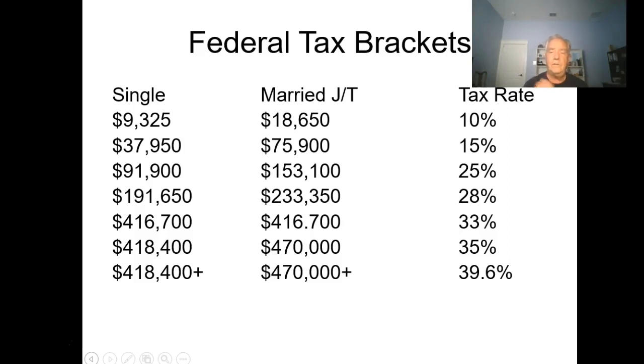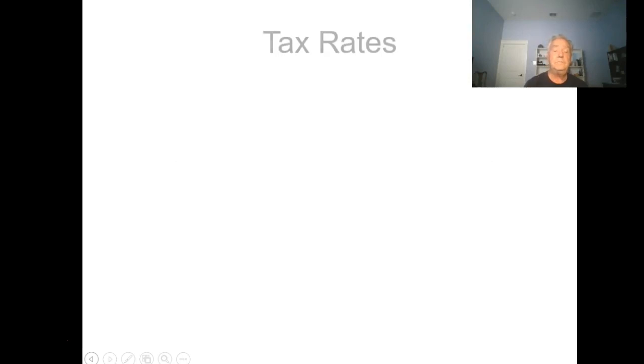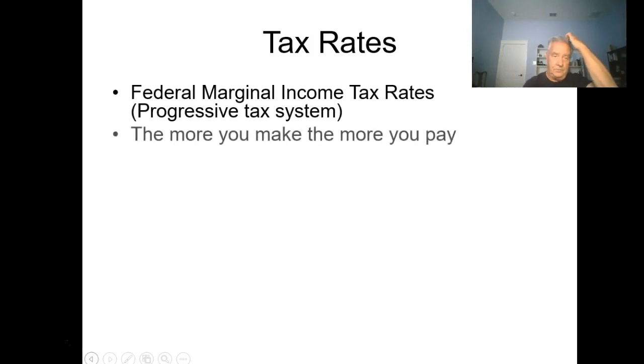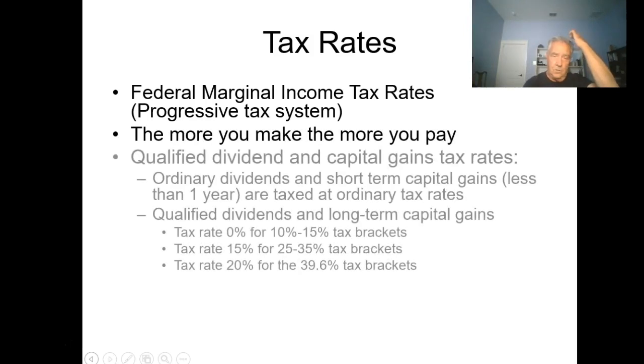And you can see the concept behind this of the marginal tax rate increasing from 10% to 39.6% based on the amount of income that you make. Well, that's why we call it a progressive tax system. The progressive tax system says the more you make, the more you pay. Tax rates. Again, it's a progressive system. The more you make, the more you pay.